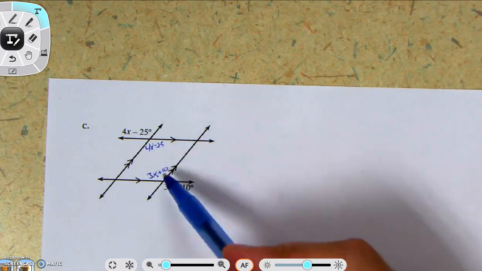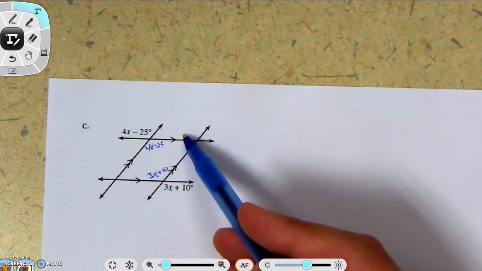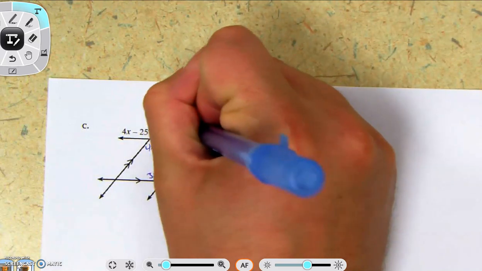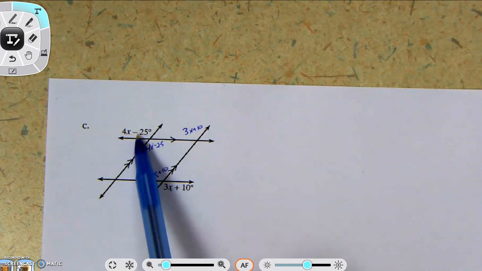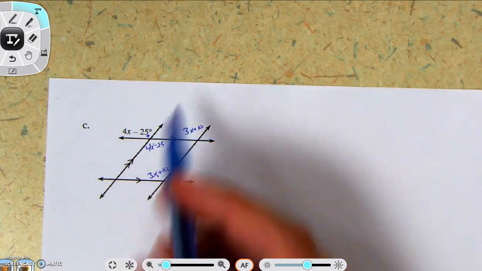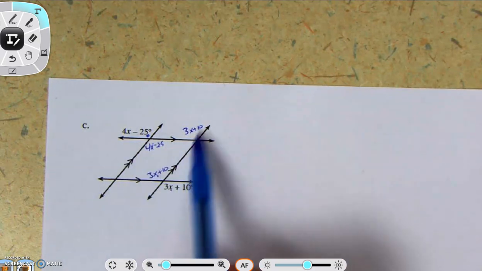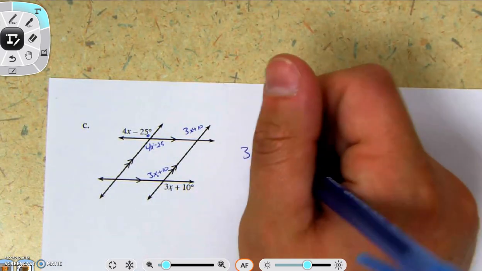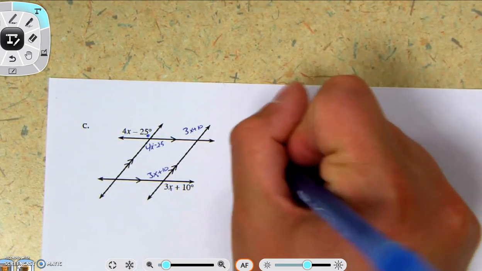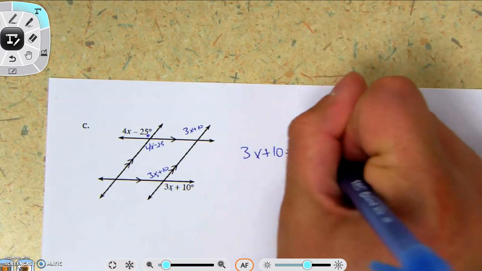But then I have some corresponding angles, right? So parallel lines and this transversal, I could translate up. So then I have a 3x plus 10 there. And we can see this angle here would correspond with this one. So I could say that those are going to be equal. So as I move things around with vertical angles and all that stuff, I could actually say that 3x plus 10 is equal to 4x minus 25.